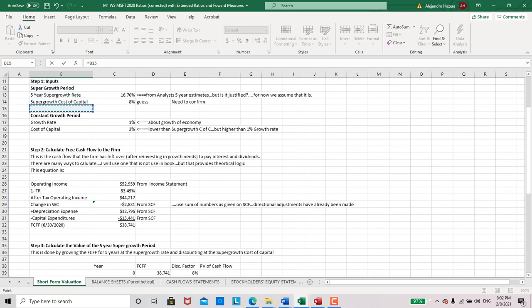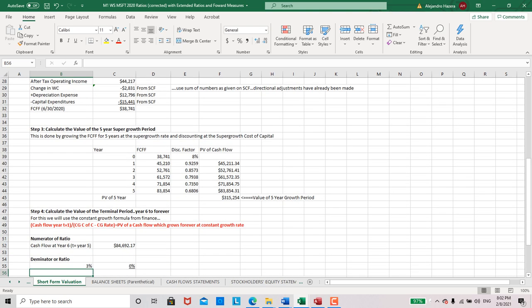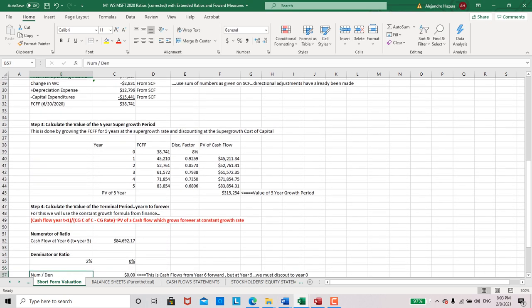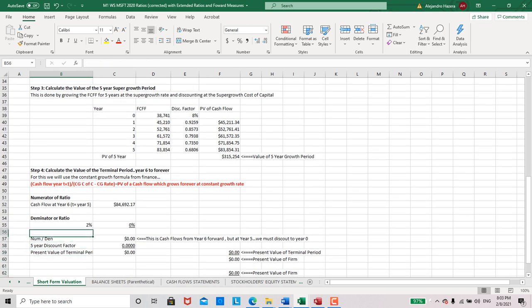Our denominator is going to be our constant growth cost of capital, which is right here, the constant growth period cost of capital, 3%, minus our constant growth rate of 1%, right there. So our denominator is going to be equal to 2%. Let's put that over here.